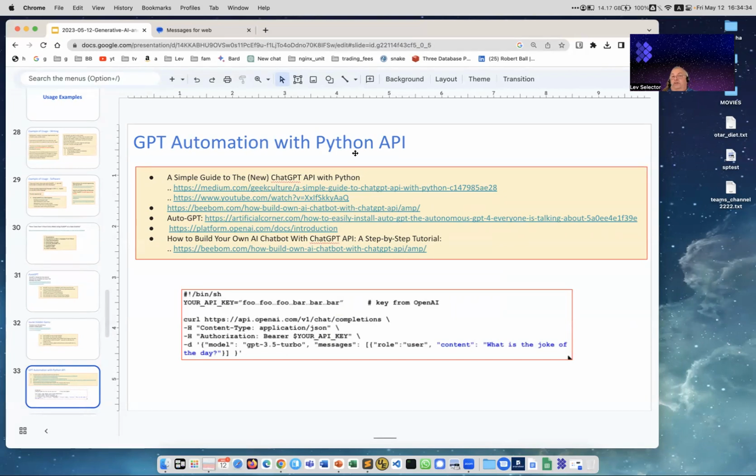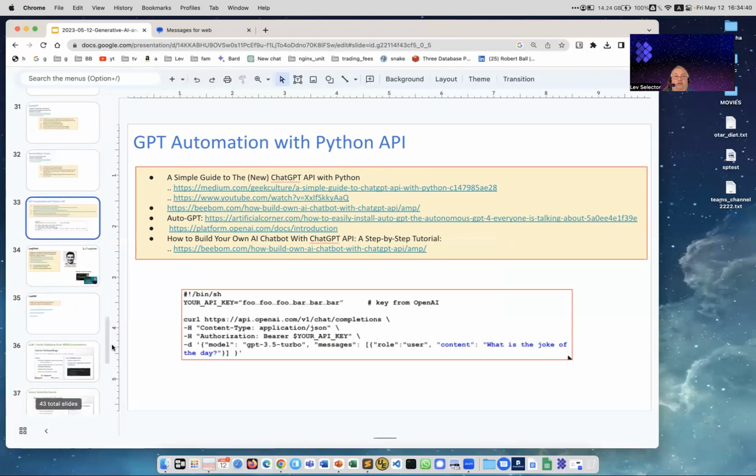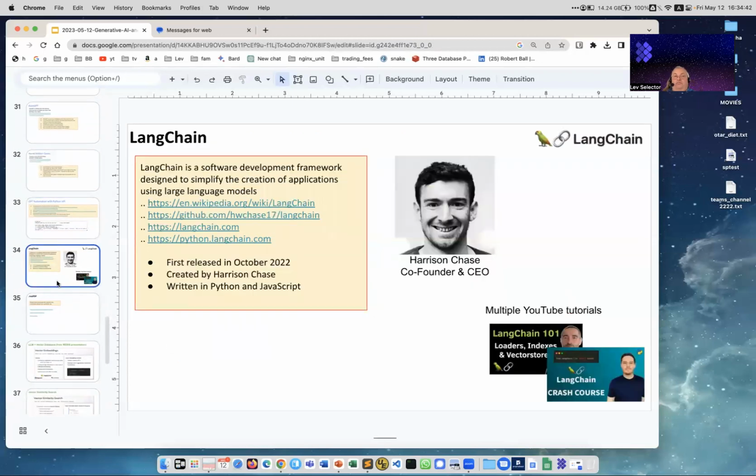Of course, there is the Python API. Everybody nowadays is using Python. There are a lot of links and toolboxes. One of the famous toolboxes is a company called LangChain. It's an open source toolbox. LangChain is a software development framework designed to simplify the creation of applications using large language models. So here you have Wikipedia, GitHub, their website, and documentation.